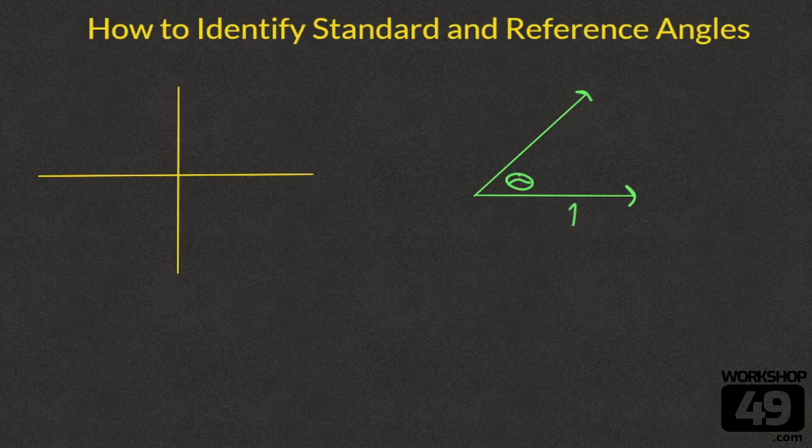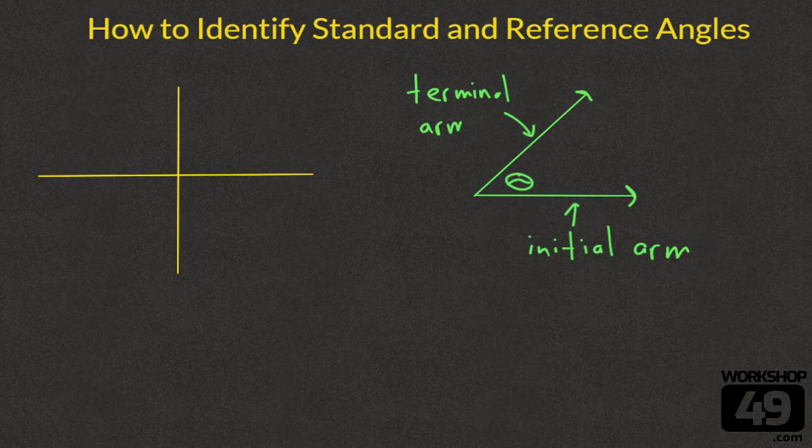And the two arms that we drew, one of them has to be the initial arm, the first one that you drew, and the other one is called the terminal arm. And in between the initial arm and the terminal arm is theta, our angle, which is found by going counterclockwise from the initial arm. So we draw an initial arm, a terminal arm, and if you go counterclockwise in between them, that's theta, our angle.